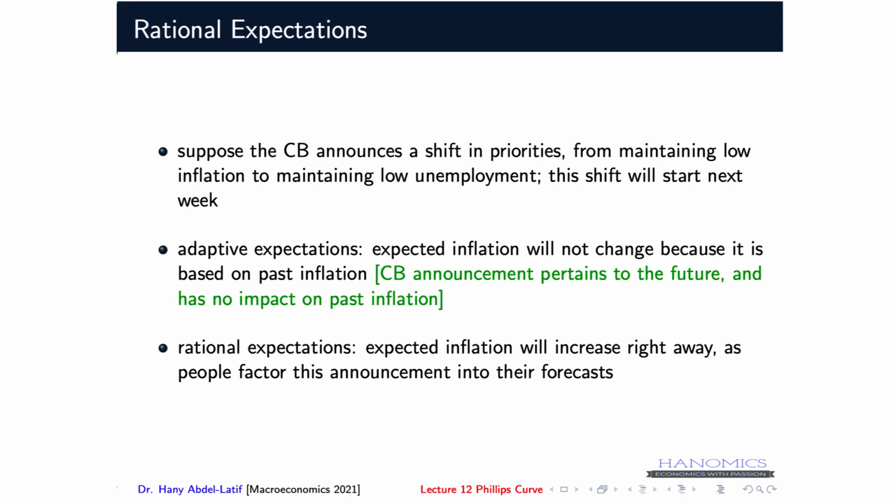However, if people form their expectations about future inflation according to rational expectations, then the expected inflation rate will increase right away, because they will factor this announcement into their forecast about inflation. According to rational expectations, if a change happens that makes people believe it will affect future inflation, they will factor this into their forecast. And that's the difference between adaptive and rational expectations.